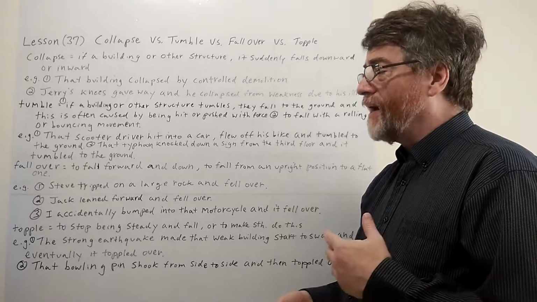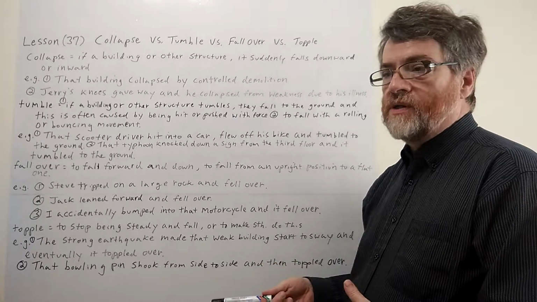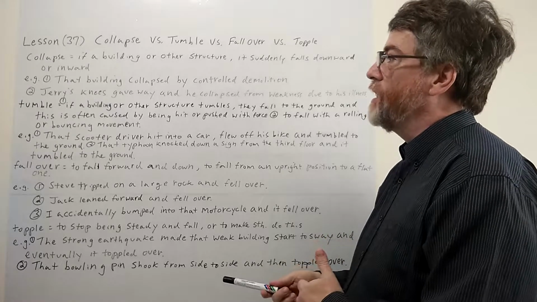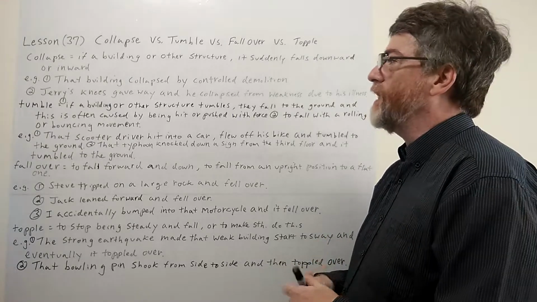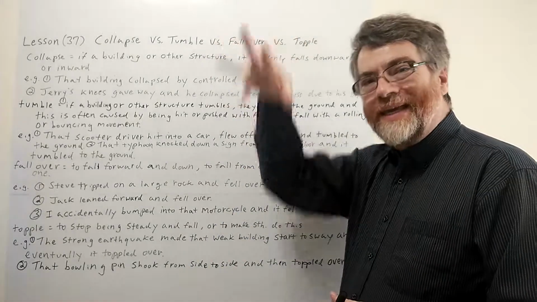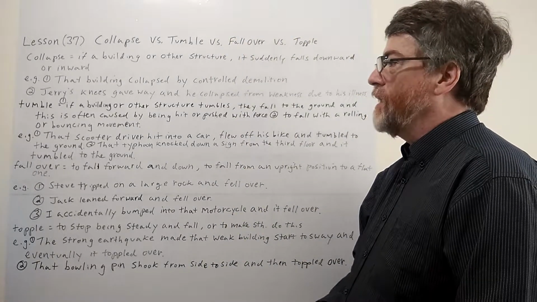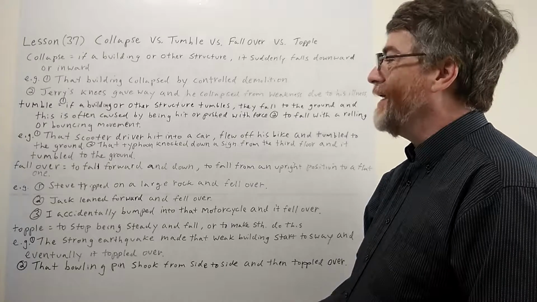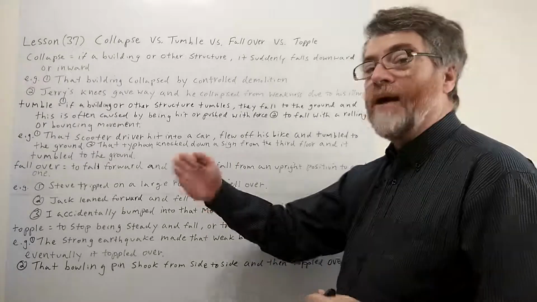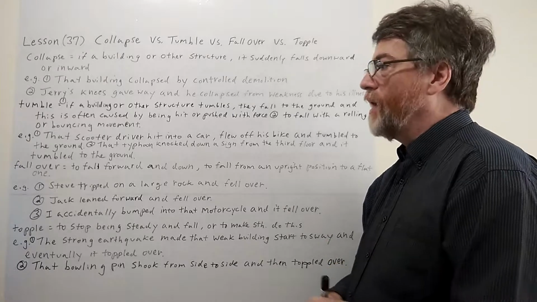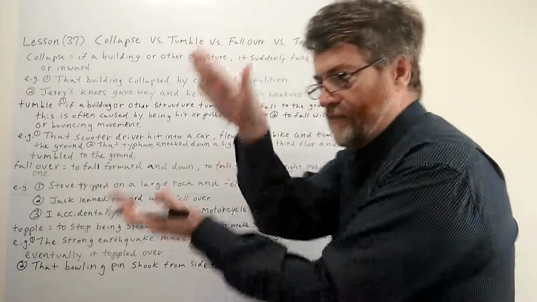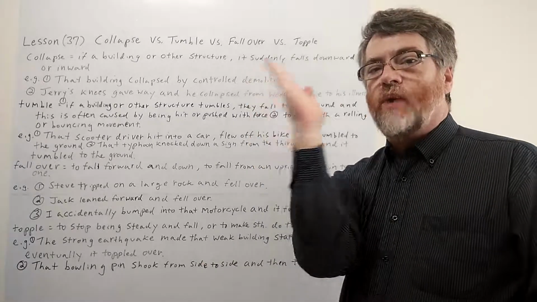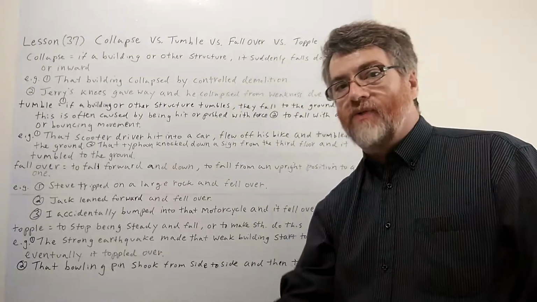So again, a lot has to do with the way something falls, which one of these four you're more likely to use in any particular situation. Collapse has more of a feeling of straight downward or inward. Tumble, if something got hit or pushed and then bounced a little bit, you would be more likely to use tumble. Fall over is straight forward and down to a flat position. And topple has to do with either swaying or shaking and then falling.